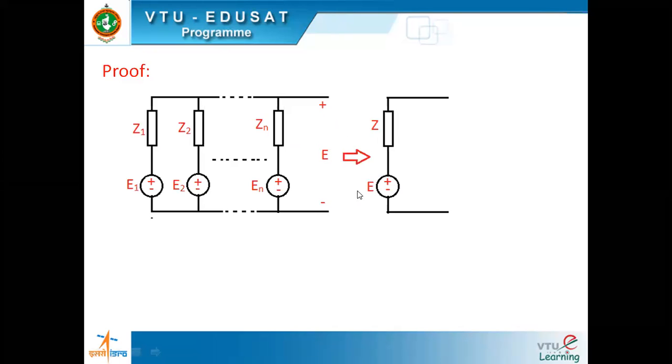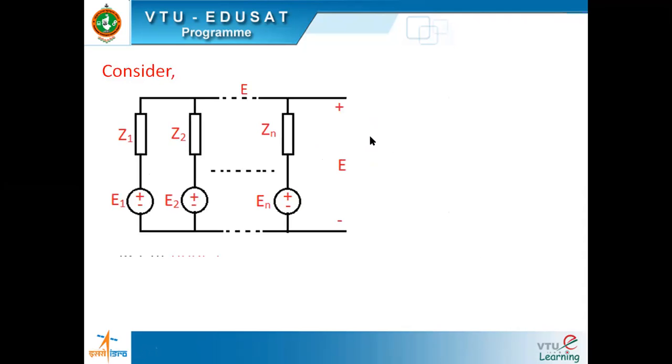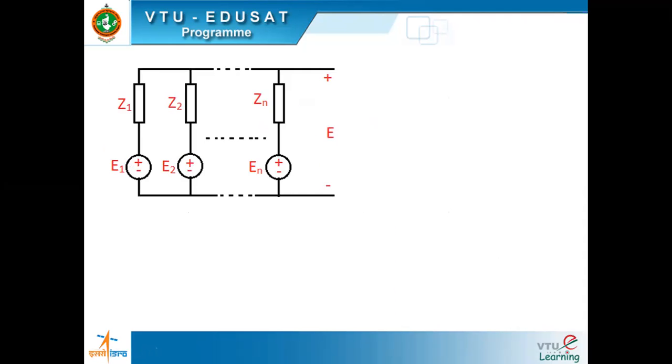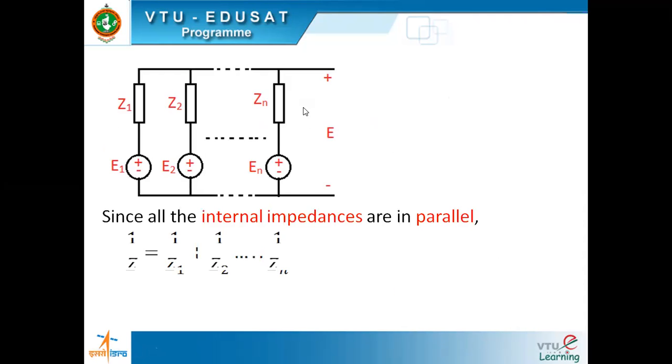So if this is equivalent to Thevenin's voltage, this will be equivalent to Thevenin's impedance. How to find out the Thevenin's impedance? By deactivating all the sources. So if you deactivate all the sources, what would happen? They would all come in parallel. Since they come in parallel, we can say the parallel combination of these impedances are going to be represented like this. Understand that? So what is Y? What is Y?